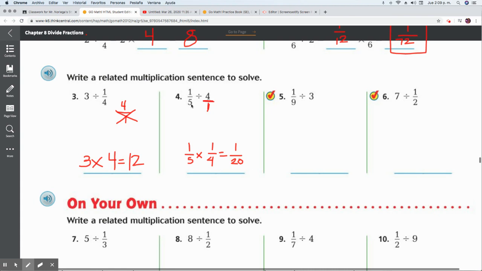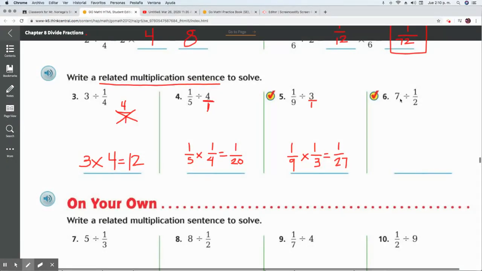When you divide a fraction by a whole number, your answer will always be a fraction less than your dividend. If we look at number 5, our dividend is 1/9. So we're going to write it the same way, 1/9. We change our division symbol to times because we are using a related multiplication sentence. Then we flip the divisor to use its reciprocal. When we flip 3 over 1, we will end up with 1 being the numerator and 3 being the denominator, and then you just multiply numerator times numerator and denominator times denominator, and that's your final answer.